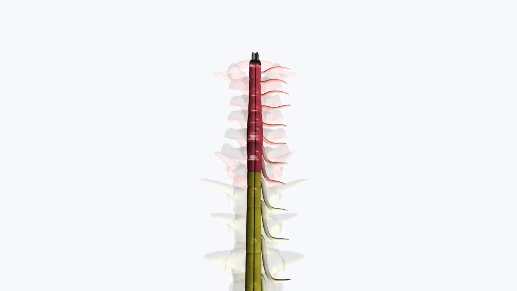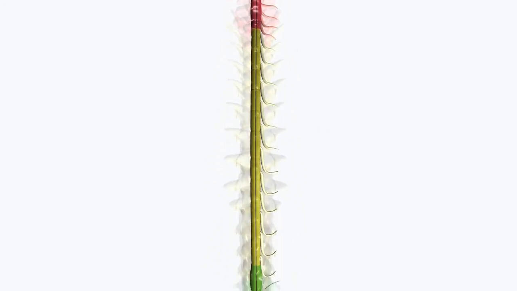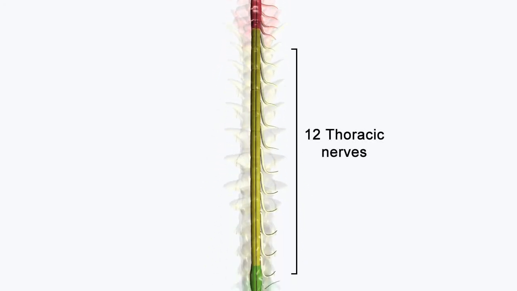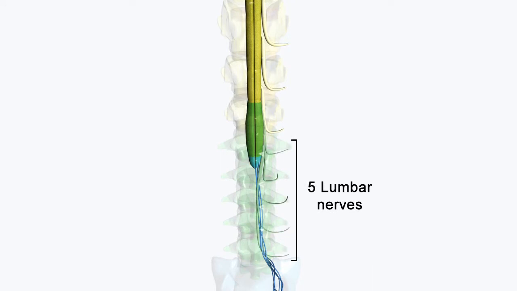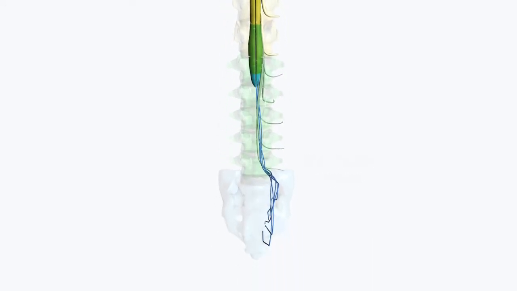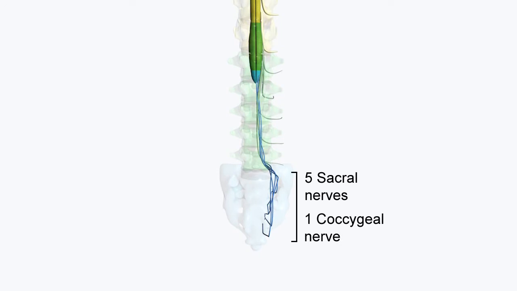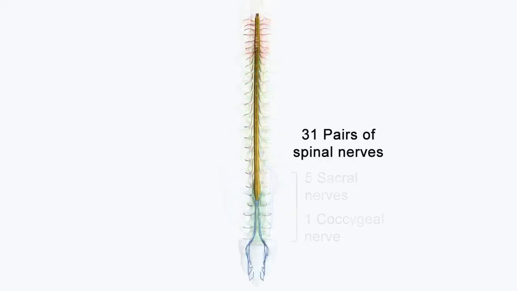There are then 12 thoracic nerves, T1 to T12, that innervate the trunk, that is the chest and the abdomen. 5 lumbar nerves, L1 to L5, that innervate the legs, and 5 sacral nerves, S1 to S5, and 1 coccygeal nerve, that innervate the bowel and pelvis. This makes 31 pairs of spinal nerves in total.